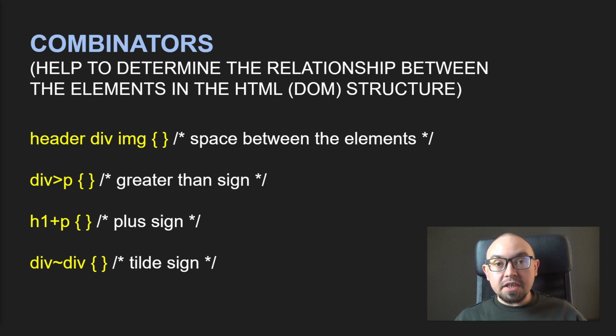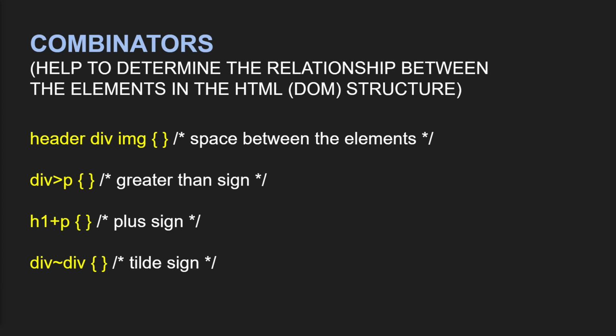As we can see on this slide, we have space between the elements, which is considered as a descendant. So in our example, we have img, that is a descendant of a div, that is a descendant of a header. At the second example, we have the greater than sign, which is a child. So in our example, we take the p tag, which is a child of a div tag.